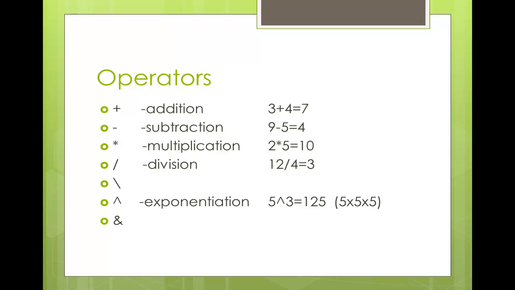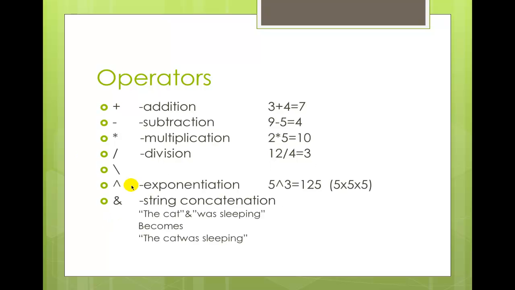It's called exponentiation. And this one is called string concatenation. So this works on strings, while these others were working on numbers. So it's kind of like a way to add two strings. In other words, if you had the string "the cat", and then you use this operator, and then "was sleeping", it will become "the catwas sleeping". Okay, which isn't exactly what you'd want. So really you'd want to do something like this.